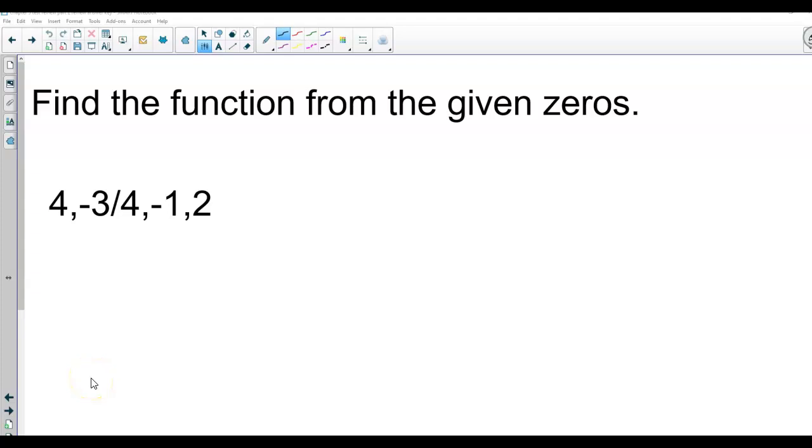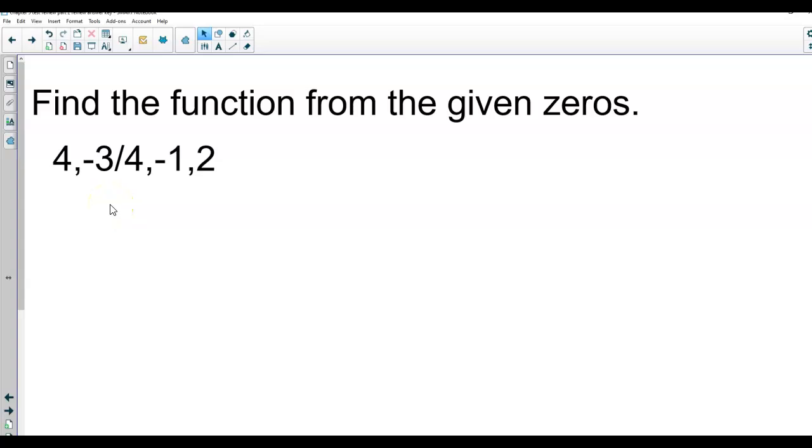Okay, when we want to find the function from the given zeros, now we're working backwards. Essentially, we change the sign in front of all these numbers. The denominator goes in front of the x, the numerator goes by itself as a constant. Since 4, negative 1, and 2 are whole numbers, the denominator is 1.